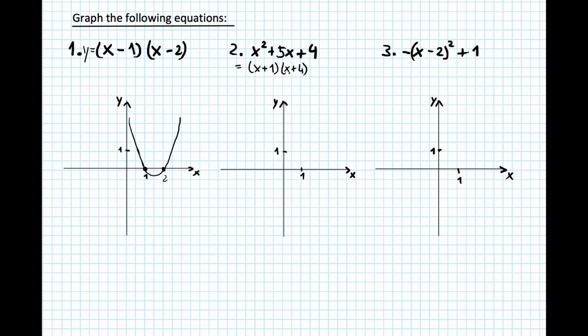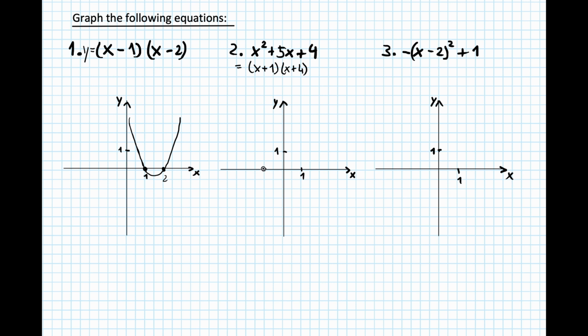1 times x is x. So 4x plus 1x is 5x. And then 1 times 4 is 4. So that will be the same. And your other option is completing the square. Although that would be a little bit harder. So let's just stick with this method for now.